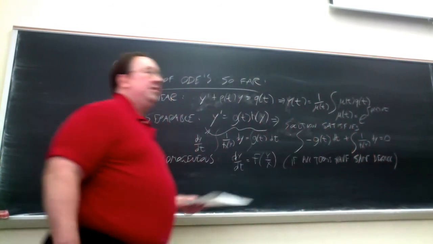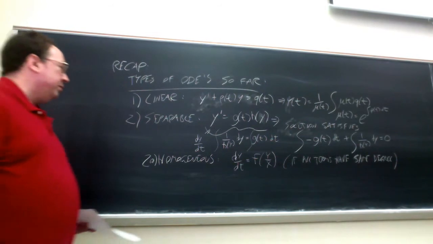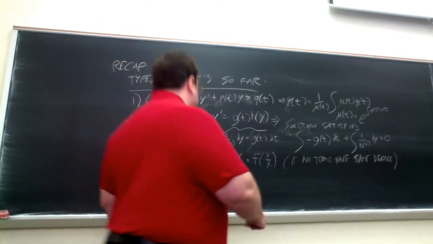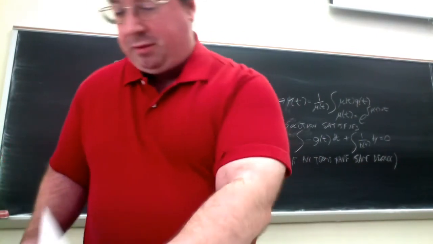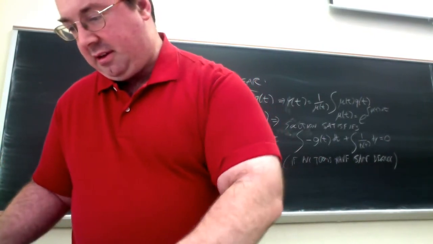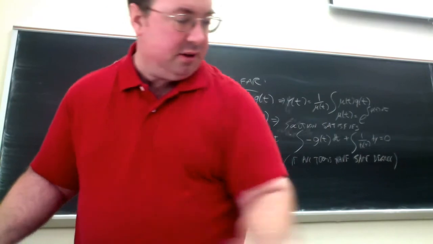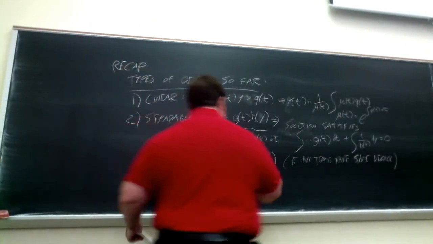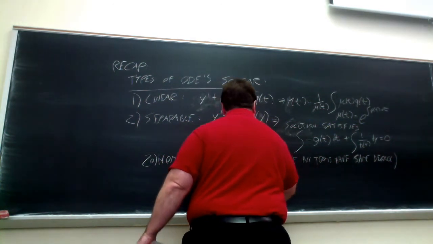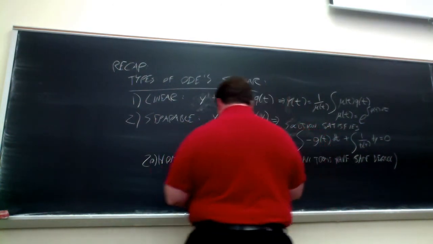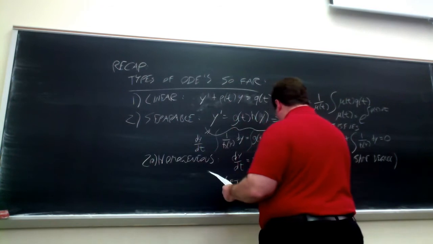So this is how you classify an equation as homogeneous before you actually try to solve it. And as a result, you make a change of variable, v equal to y over x. And that leads to this modified equation. This is what I did at the end of last time.